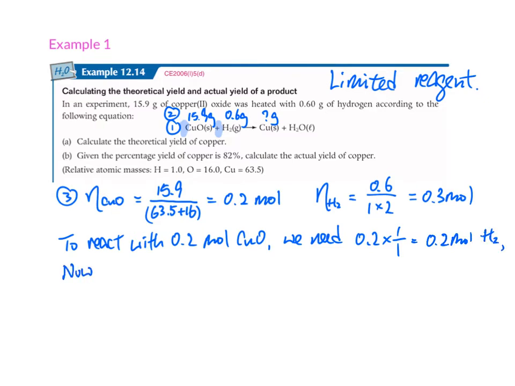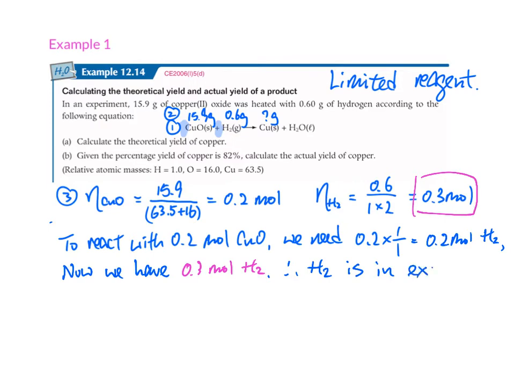Now we have 0.3 mole H2. So the amount that we have is more than we need. Therefore H2 is in excess. If H2 is in excess, that means CuO is limiting. So we use CuO to find Cu.